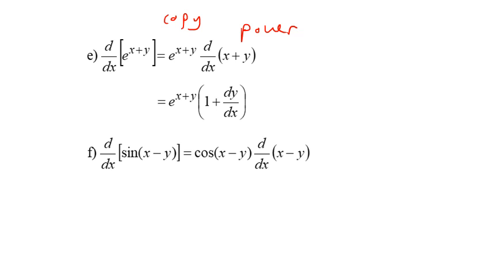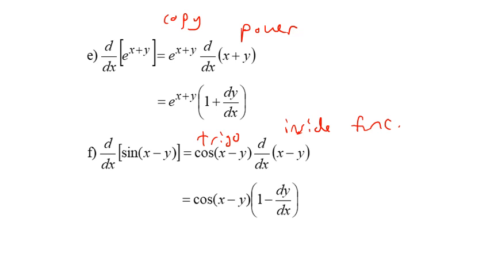Then lastly, differentiate sine of x minus y. Remember, for sine also, first we differentiate the trigo. I mentioned three layers before, but here we have only two layers. First we differentiate the trigo, and then secondly we differentiate the inside function, that is x minus y. Differentiating the trigo only, sine becomes cos of x minus y. Then we differentiate x minus y: differentiate x is 1, and differentiate y is dy dx. So the answer is just like that. That will be the answer for question F.